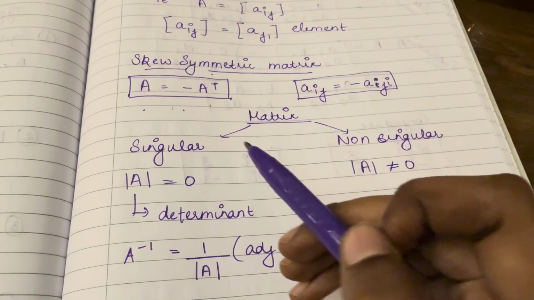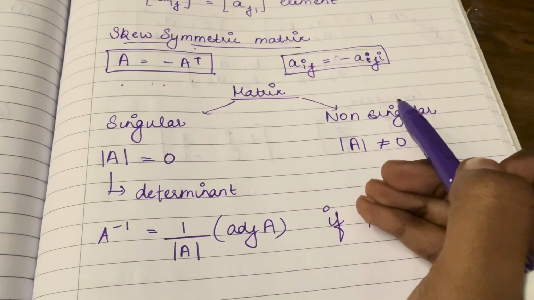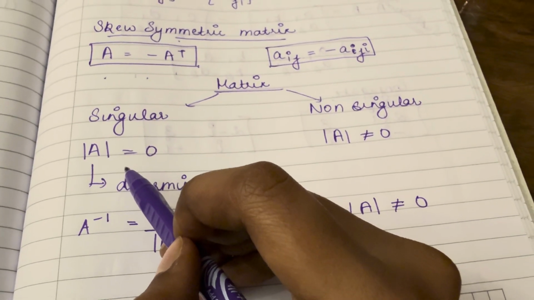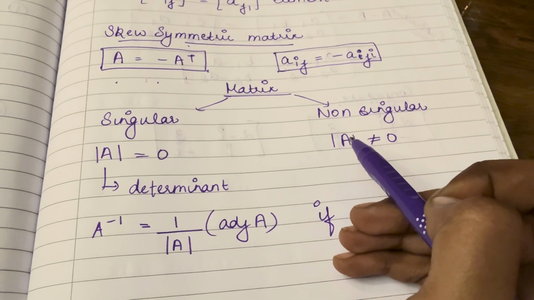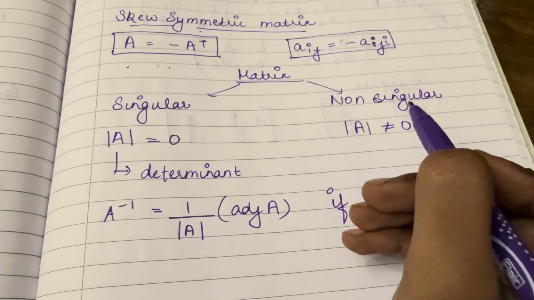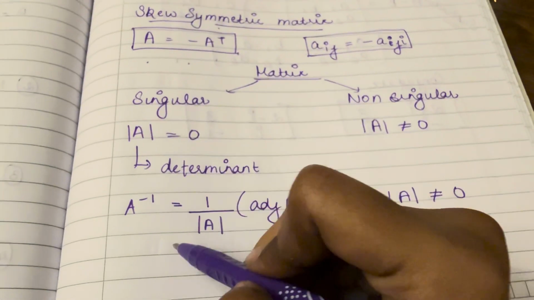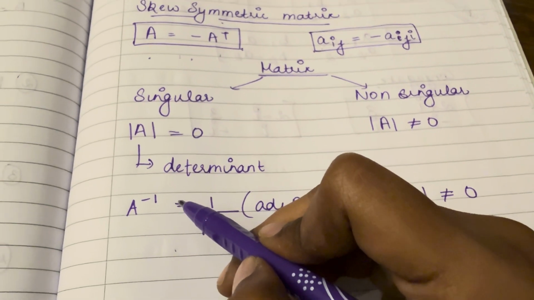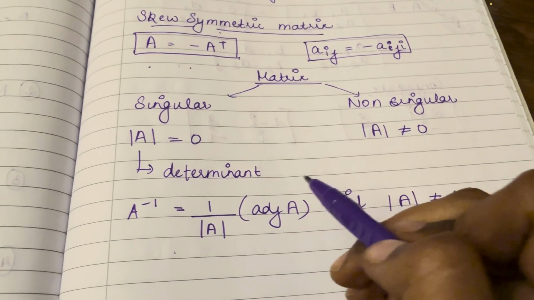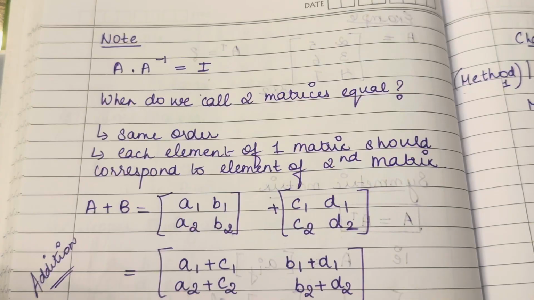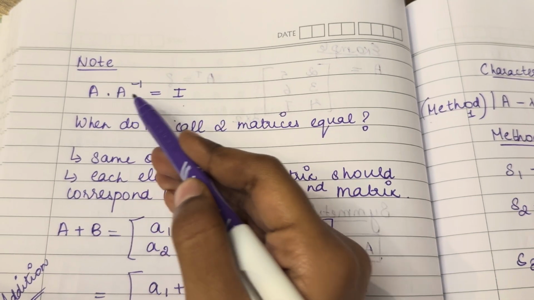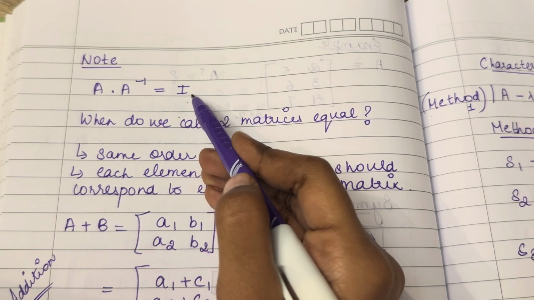Matrices can again be divided into singular and non-singular. Singular is when the determinant of A is equal to 0, and non-singular is when the determinant of A is not equal to 0. If it is not equal to 0, then we can find the A inverse of the matrix. A inverse is 1 by the determinant of A into the adjoint of A. So we are writing a small note here. A into A inverse equals I.